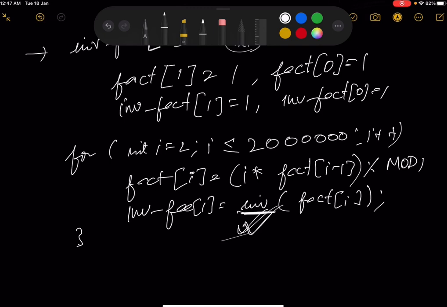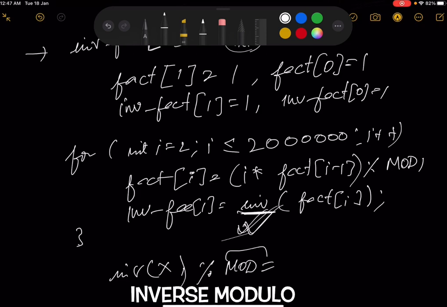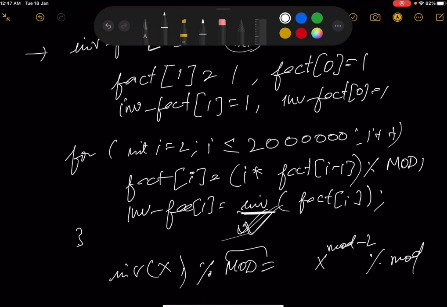Since we are finding modulo 10 to the power 9 plus 7, which is a prime number, the inverse of some number x with respect to some modulo mod, if mod is a prime number, is basically equal to x to the power mod minus 2 modulo mod. This comes from Fermat's little theorem, but we don't need to care about that. You can find it through binary exponentiation in order of log of x time. So this is the way by which we can calculate the inverse factorial and factorial.